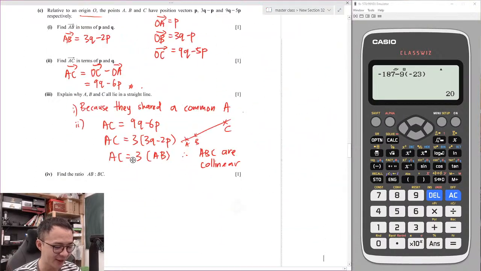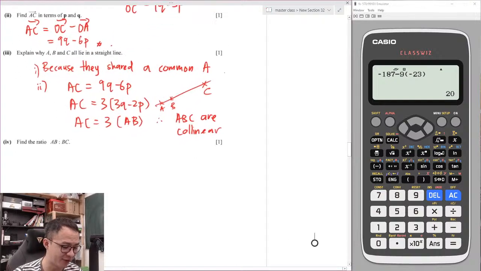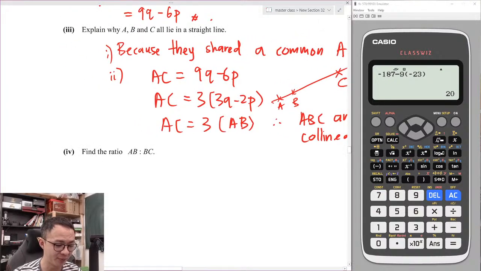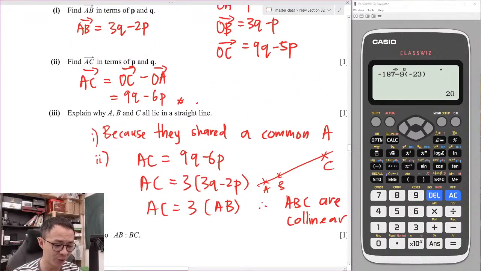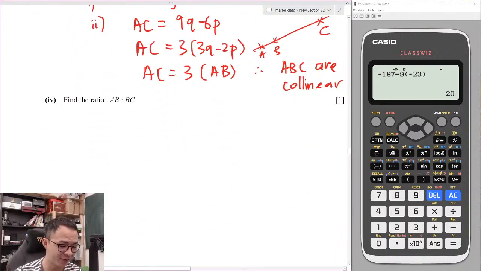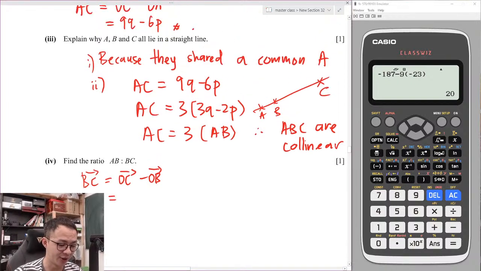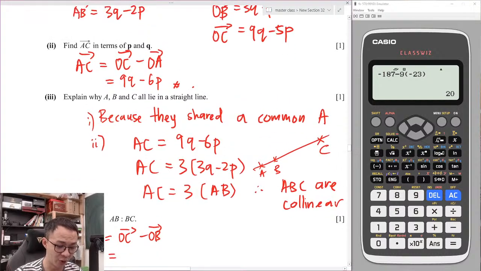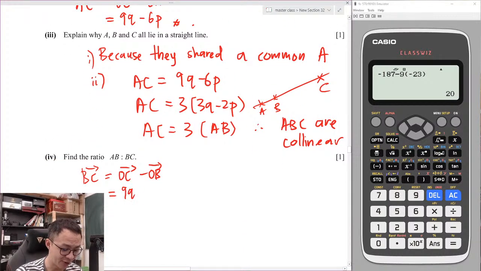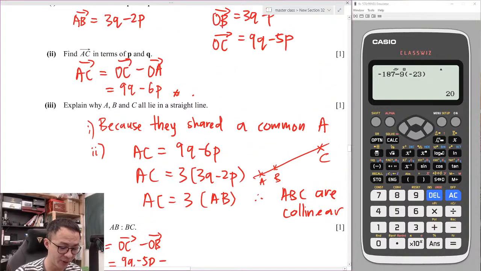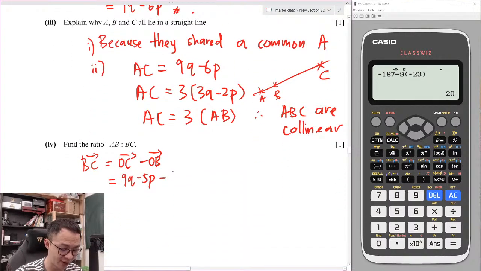Then they asked me to find a ratio for AB to BC. There are a few ways you can do this. One of the easiest ways is to find BC first. So BC is basically equal to OC minus OB. What is my OC? It is 9q minus 5p, minus OB. OB is 3q minus p.